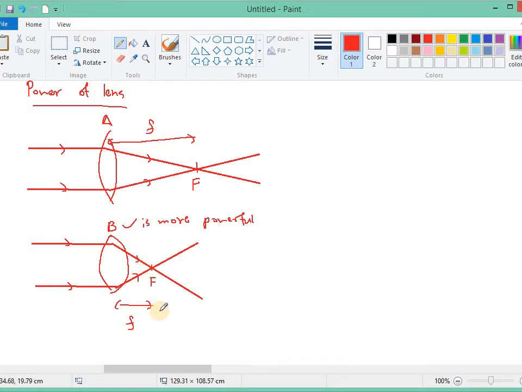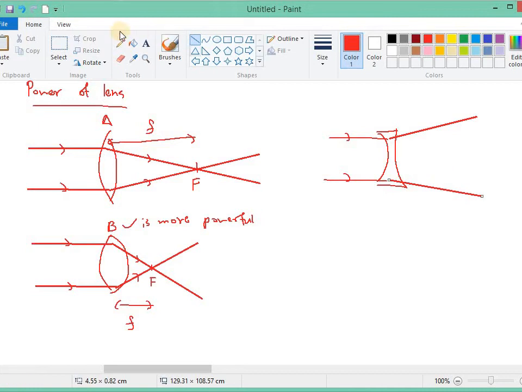Okay, so this is the same thing for concave lens also. So if the light go in like this, okay, let's say this one, only bend a little bit.